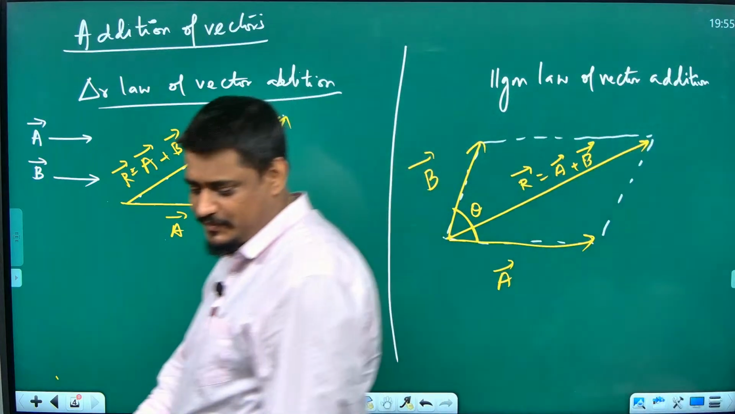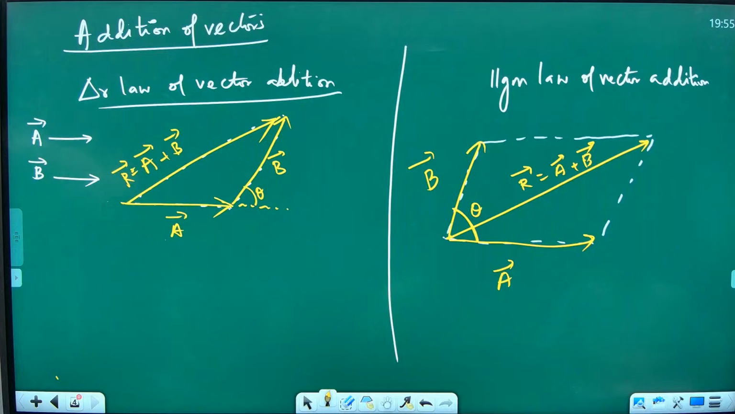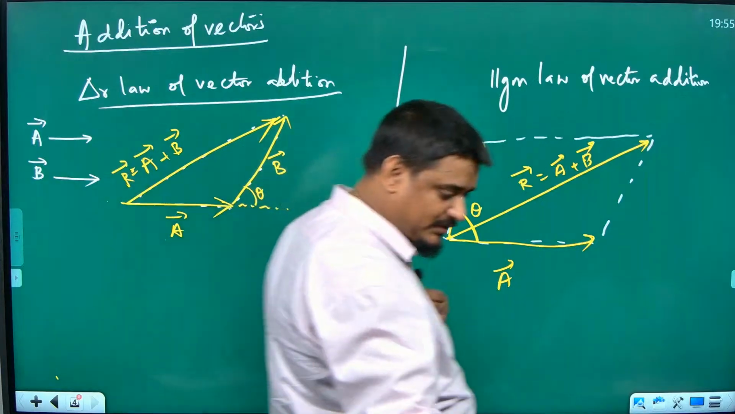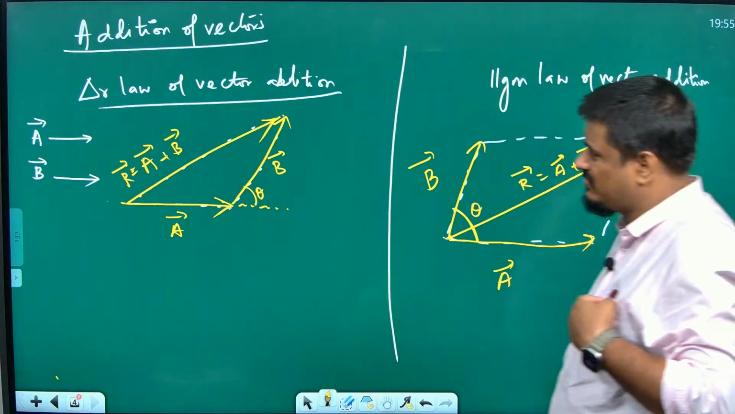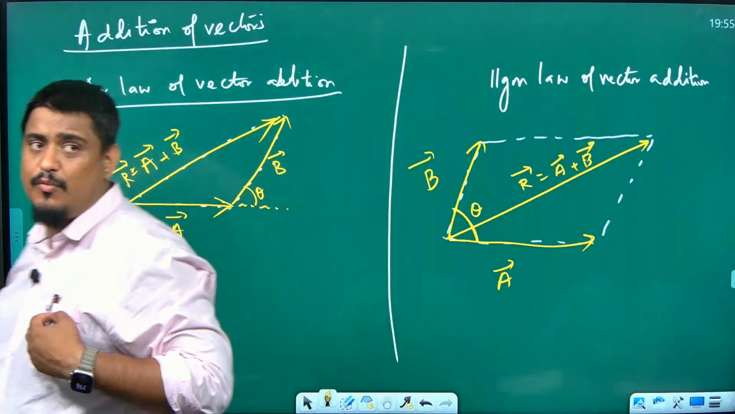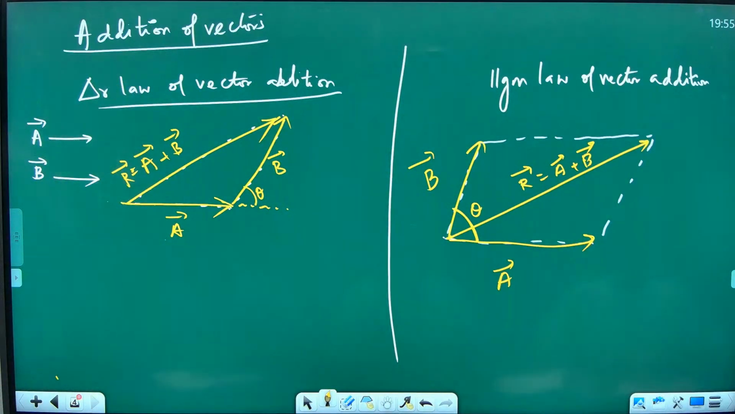Wait, let it happen. Did you draw the triangular law diagram? Write the statement. Leave some space and write the statement first. I am dictating the statement for the triangular law, please write it down.